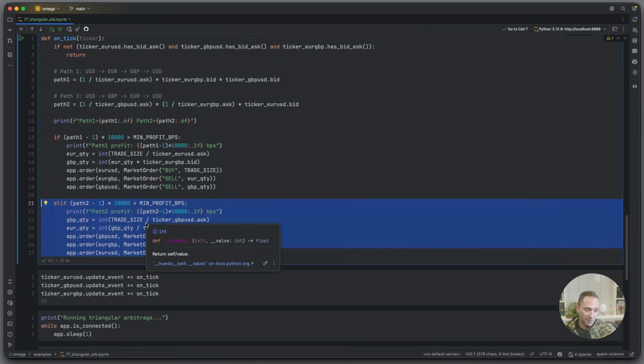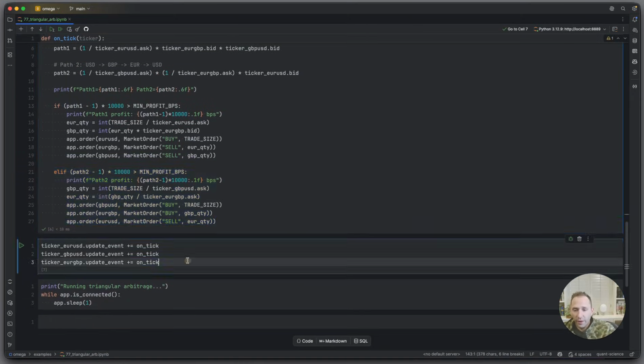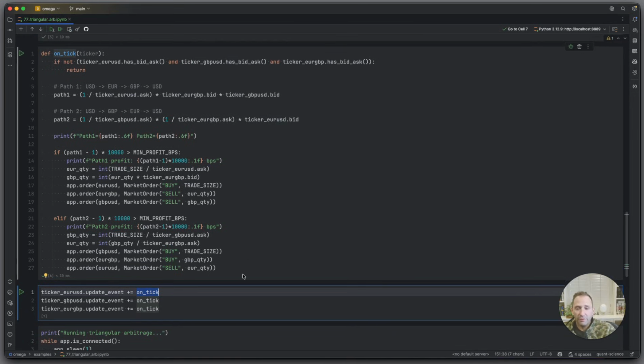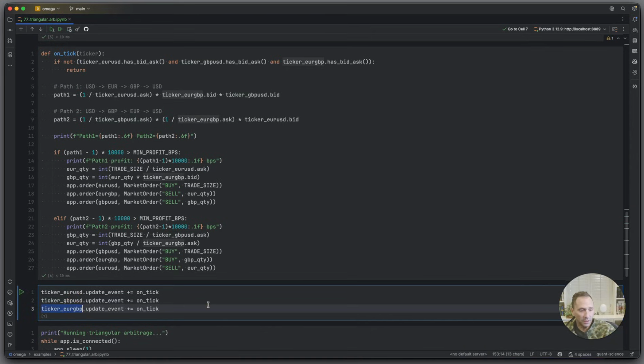Now, the best part is that we are creating an event-driven system. So what we're saying here is that we have this ticker, and on the ticker, we have an event. The event is called update event, and that event fires every change in price. We're adding the on tick, it's called a handler. This is the trade logic. So this function will be called anytime the tick changes for euro, GBP, or US dollar, okay?